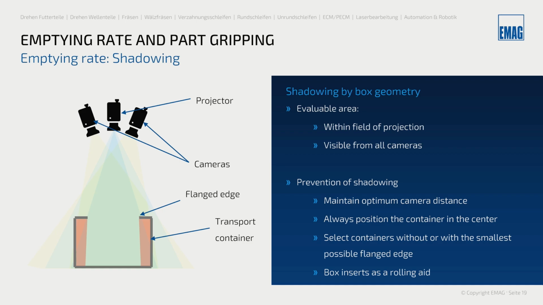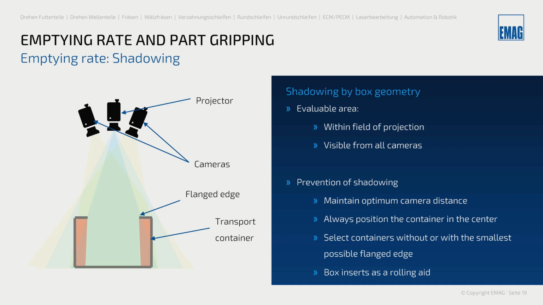Then I can do a lot by selecting the right container. I can select some with as small as possible flanged edges, and if I cannot take them out, I have to deal with them, but if possible, I can select a container without flanged edges at all.